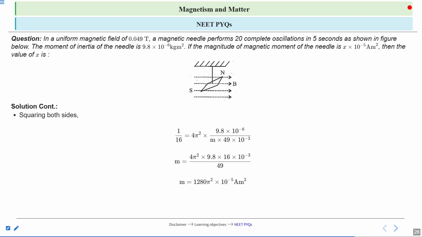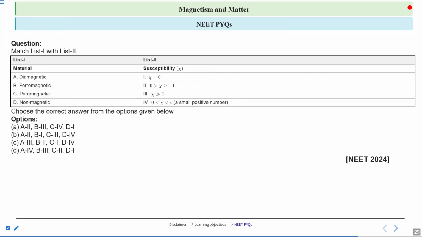So after comparing it with the magnetic moment given in the question, which is x into 10 to the minus 5 ampere meter square, x here is 1280 pi square. Okay, so x here is 1280 pi square. Got it? So let's move to the next question.